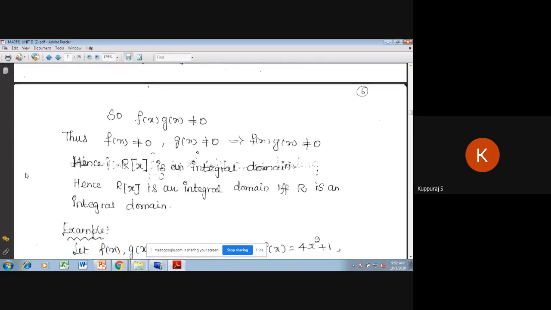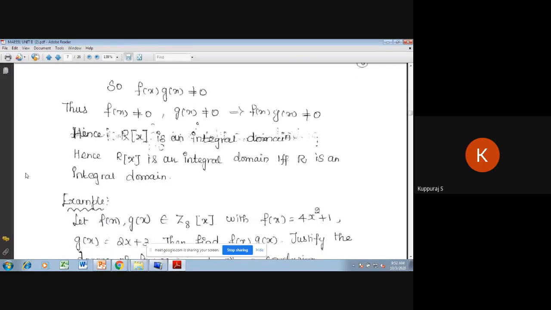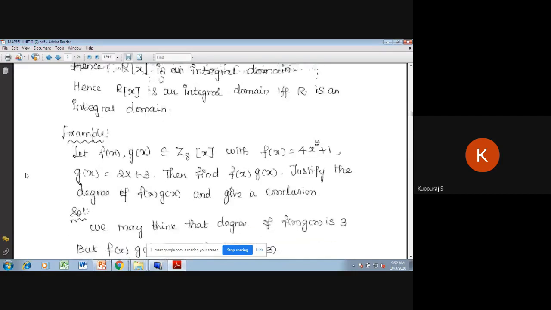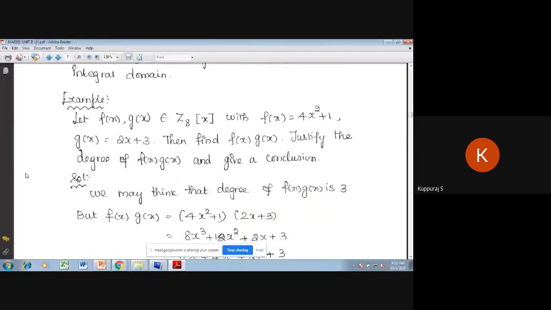So let's see the example. Let f(x), g(x) belong to Z_8[x], with f(x) equal to 4x squared plus 1 and g(x) equal to 2x plus 3. Find f(x) g(x), justify the degree of f(x) g(x) and give a conclusion.